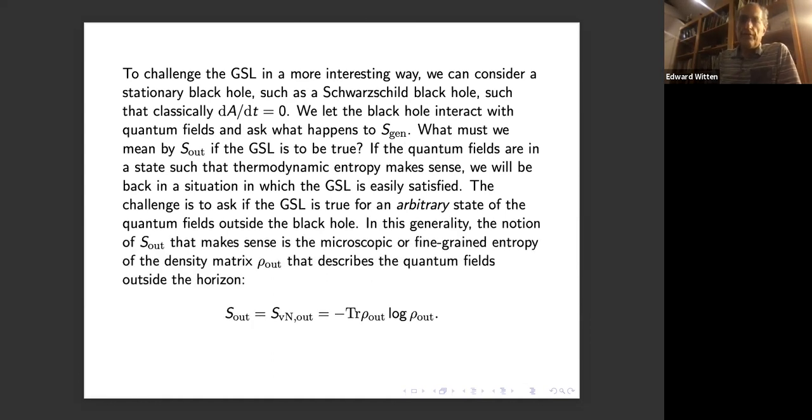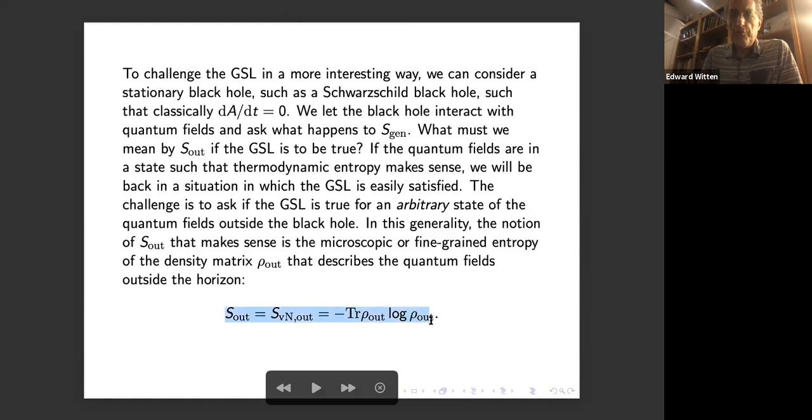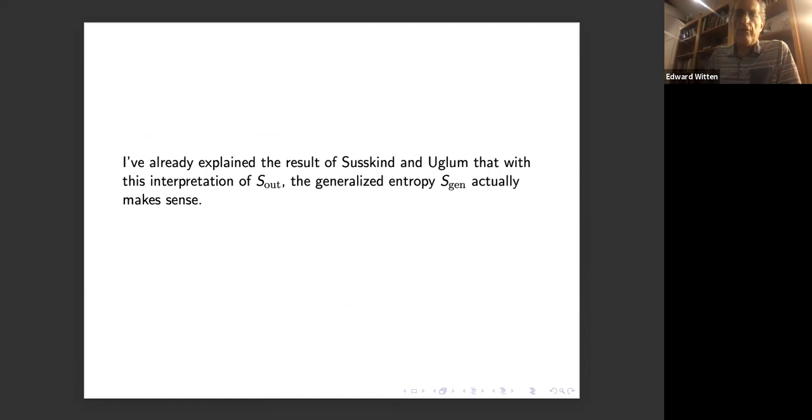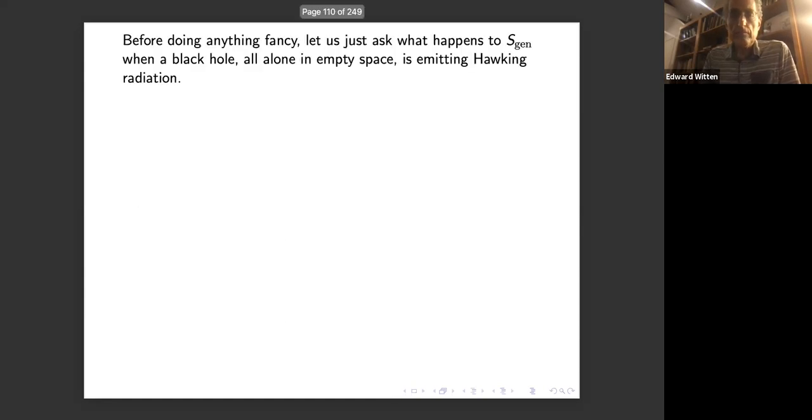So in this generality, the notion of S out that makes sense is the microscopic or fine-grained entropy of the density matrix rho out that describes the quantum fields outside the horizon. So this is what we're going to mean by S out. I've already explained one reason this is a good definition. Susskind and Uglum showed that with this definition, the generalized entropy actually makes sense, despite quantum corrections. But we want to ask whether the generalized second law is true.